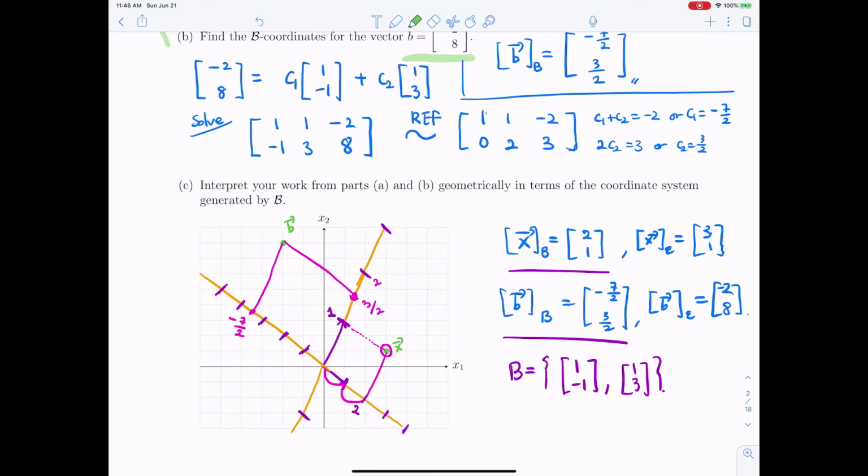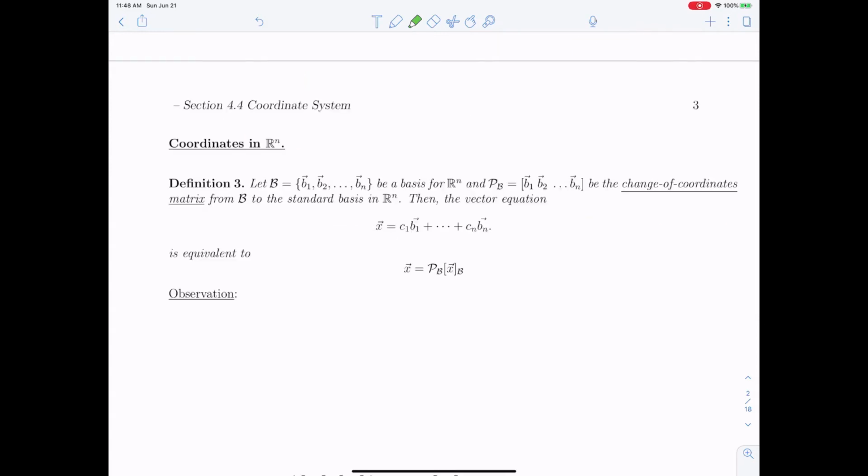So geometrically, we can tell that these coordinate vectors give us the coordinates with respect to the grid system that is formed by the given basis vectors. Now, we're going to talk about how to work around the different kinds of bases in Rn. So suppose that B is a basis for Rn and P sub B is a matrix formed by the vectors in B. Then P sub B is called the change of coordinate matrix from B to the standard basis of Rn. And this is because this vector equation is equivalent to the given matrix equation.